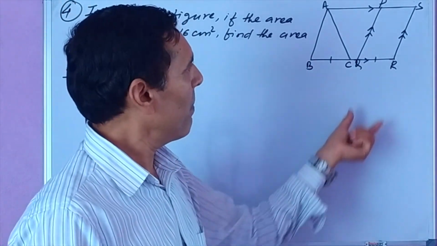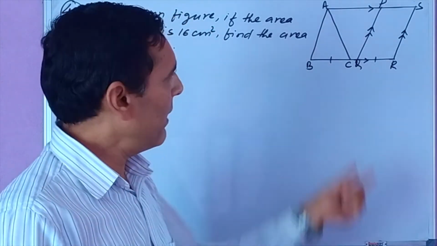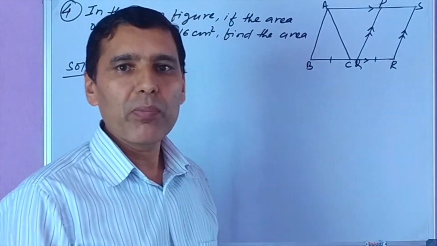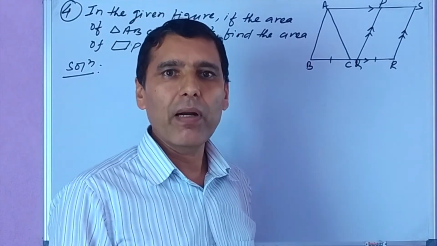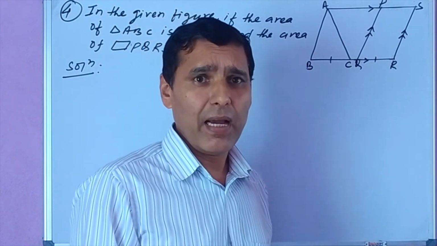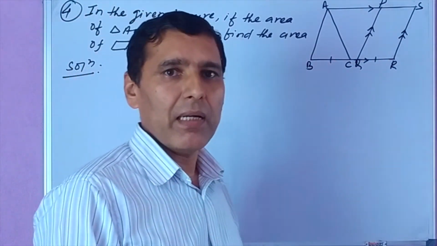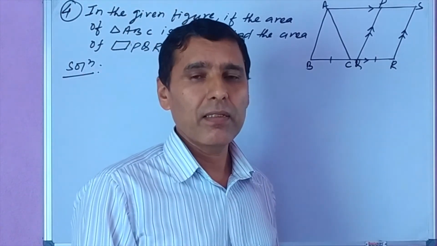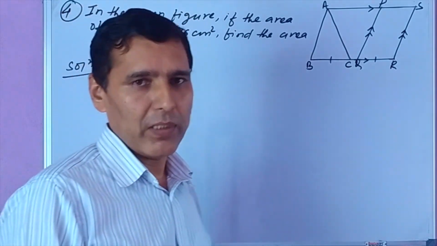In this case also, the area of the parallelogram will be double the area of the triangle. The area of the triangle is half of the area of the parallelogram. We proved the theorem: area of a triangle is half of the area of the parallelogram on the same base between the same parallel lines. That means area of parallelogram is double the area of the triangle if they are on the same base. But here the figures are on equal bases, and on equal bases also the theorem holds.